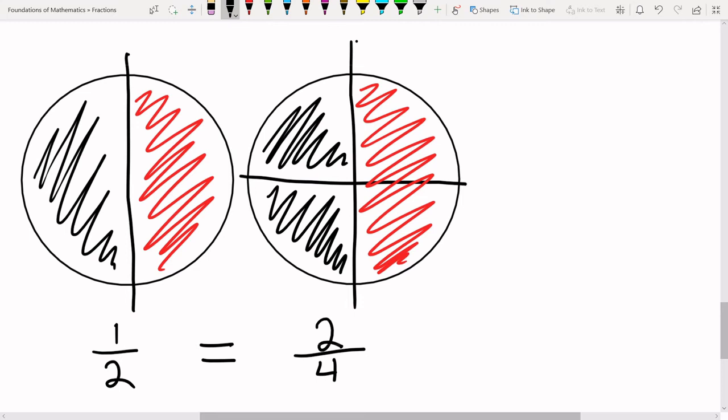There are a lot of different reasons we use equivalent fractions. Typically, we use them to compare to see if two things are equivalent or not.